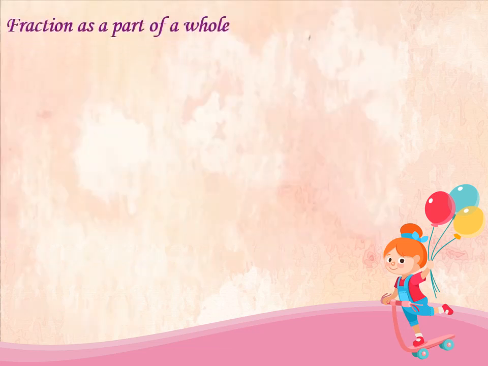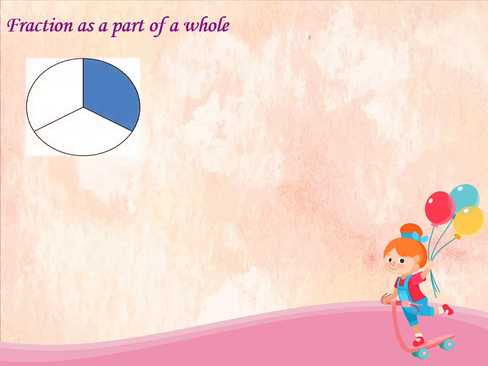Now next, fraction as a part of a whole. One circle is there. It is divided into 3 equal parts. How many equal parts? 3 equal parts. 1, 2, 3. And how many parts are shaded? 1. So the shaded region is 1/3.